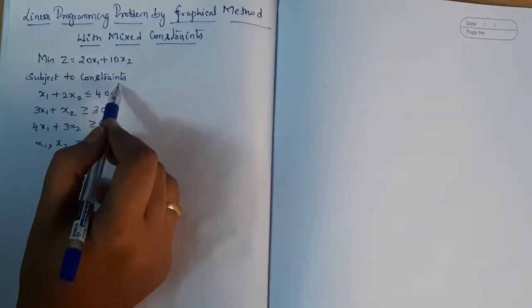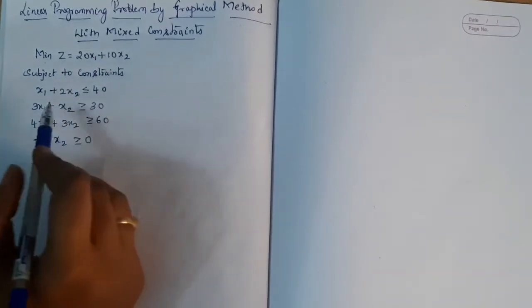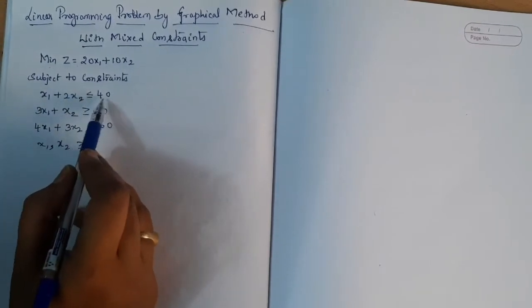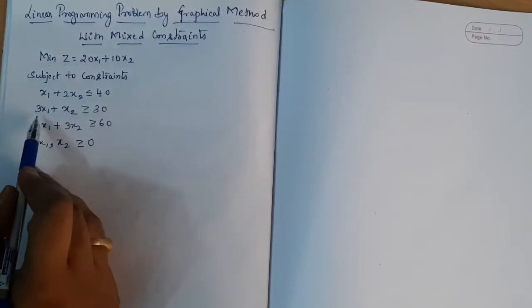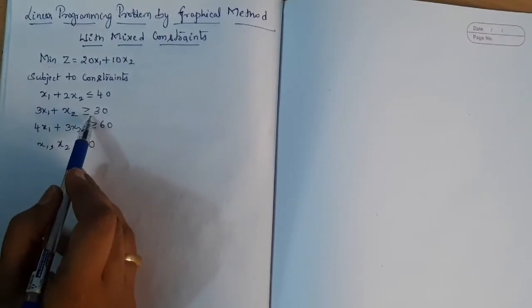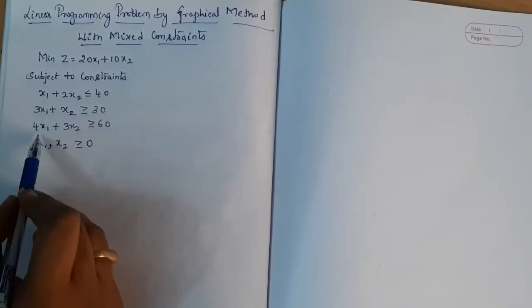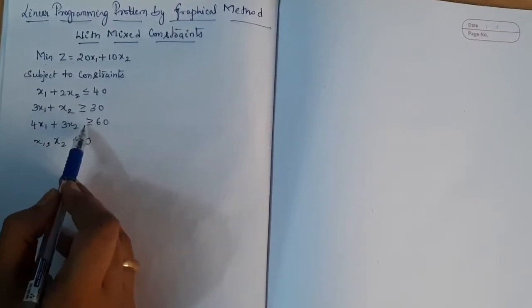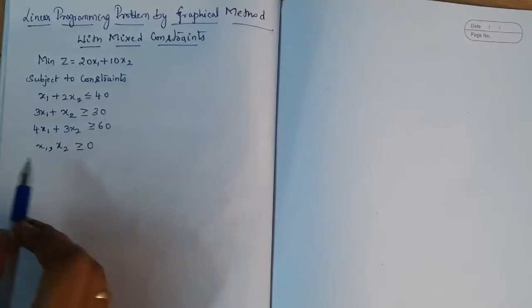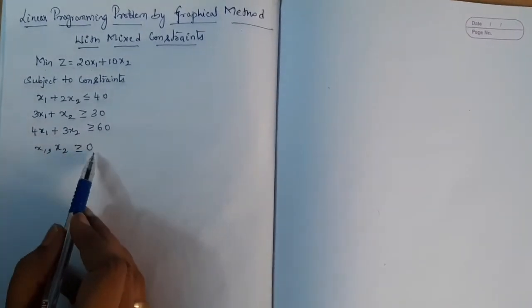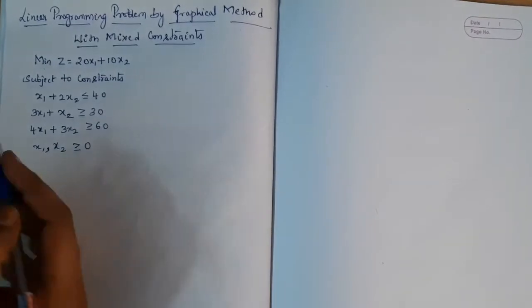And subject to the constraints, we have three constraints. The first constraint is x1 plus 2x2 less than equal to 40. The second constraint is 3x1 plus x2 greater than equal to 30. And third constraint 4x1 plus 3x2 greater than equal to 60. And the condition here, x1 and x2 should be greater than equal to 0. So let us solve the problem.